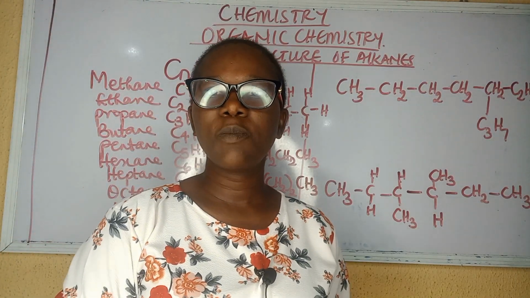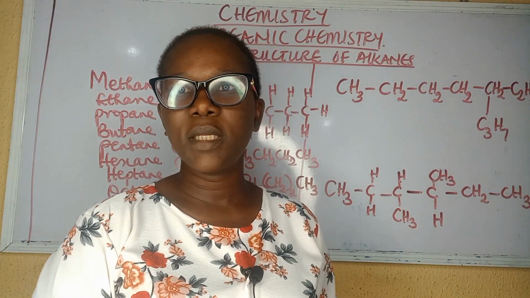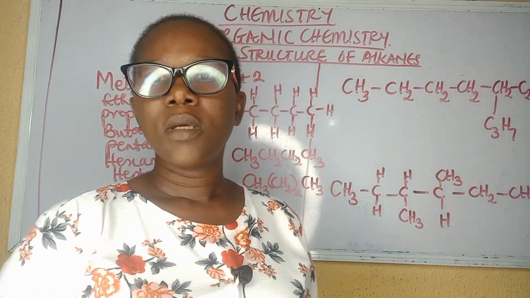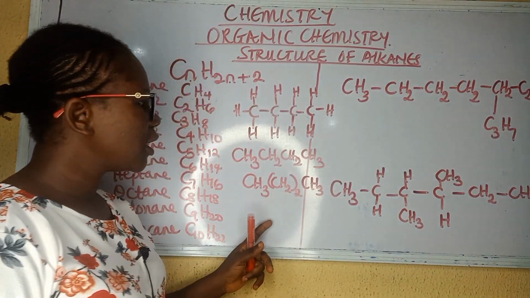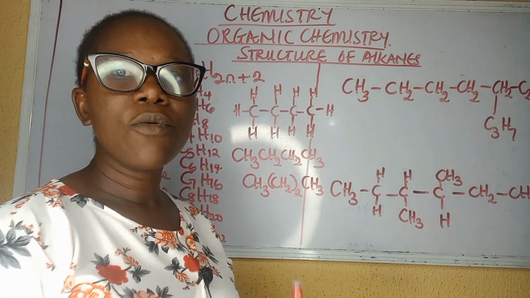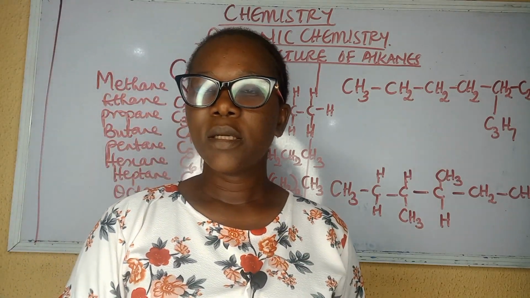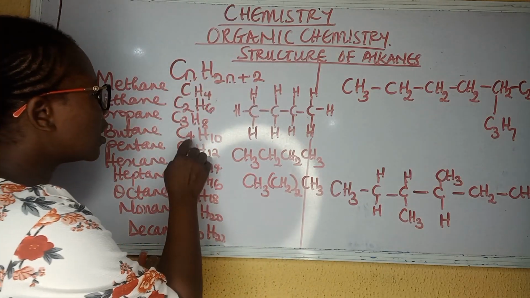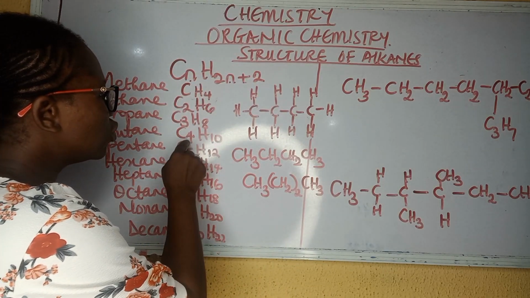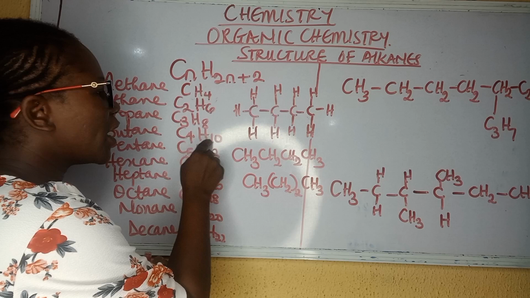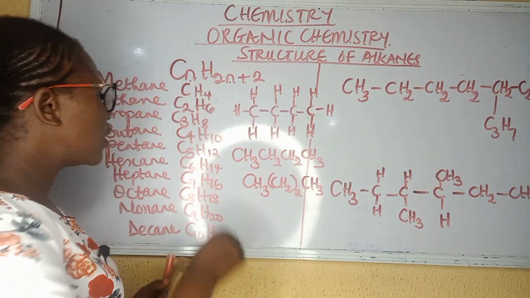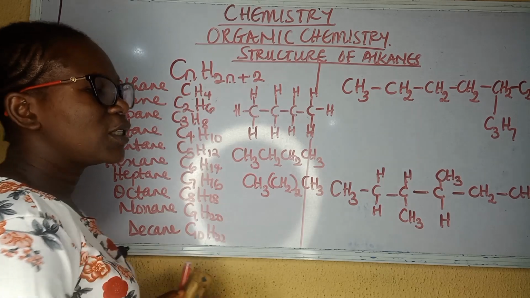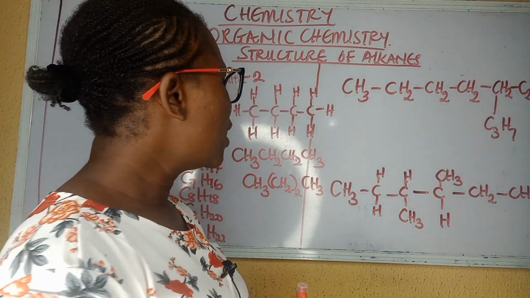Structural formula shows the spatial arrangement of elements in a compound, while the empirical formula shows the simplest ratio of atoms in a compound. The molecular formula, on the other hand, shows the exact number of atoms of each element that makes up that compound. That is for the molecular formula.